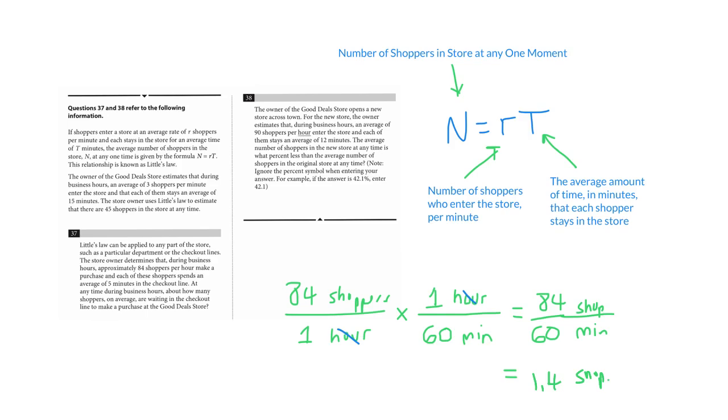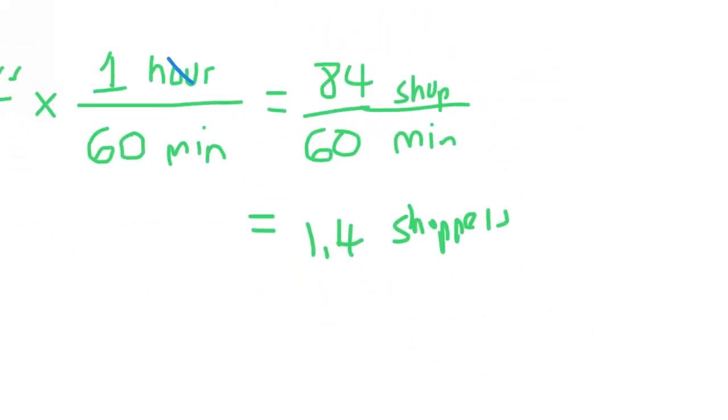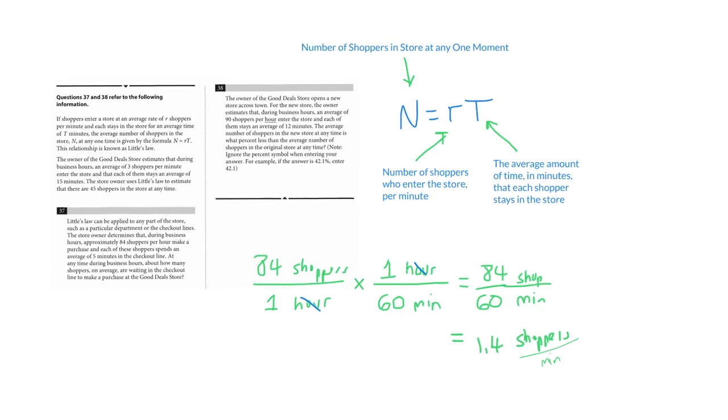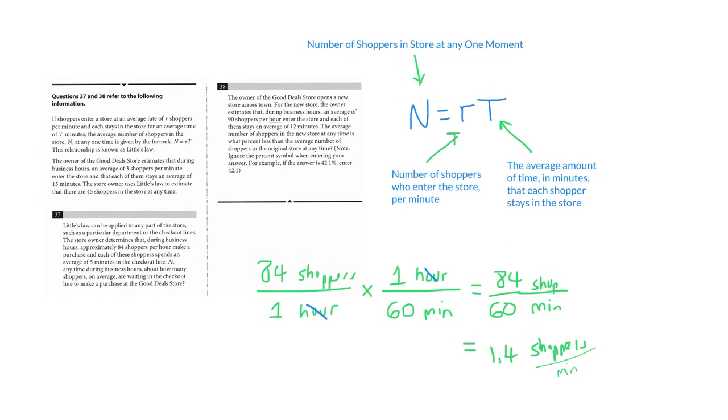So this ends up becoming 1.4 shoppers per minute. Okay, so that's a nice way of doing unit conversions. Basically, they tell us that it's 84 shoppers per hour in the checkout line. Well, we want to know how many shoppers per minute in the checkout line, because we want the number of shoppers who enter the checkout line per minute. And then we're going to multiply that times the average amount of time they each spend in the checkout line.